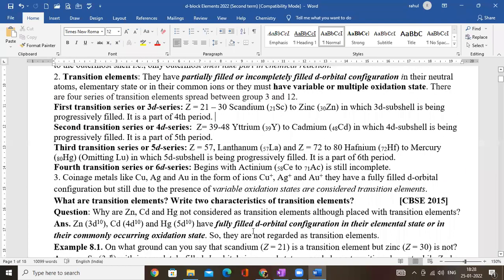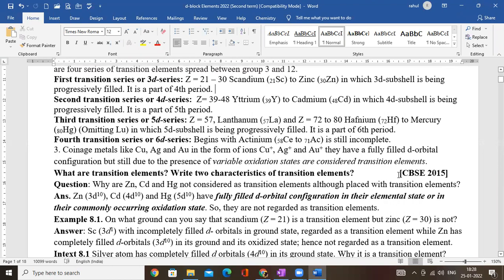Beta, there was a question which was asked in CBSE 2015: what are transition elements? We have already done this. Transition elements are those in which two conditions are satisfied. Number one, they must have partially filled or incompletely filled d orbital. Number two, they must have variable oxidation state.